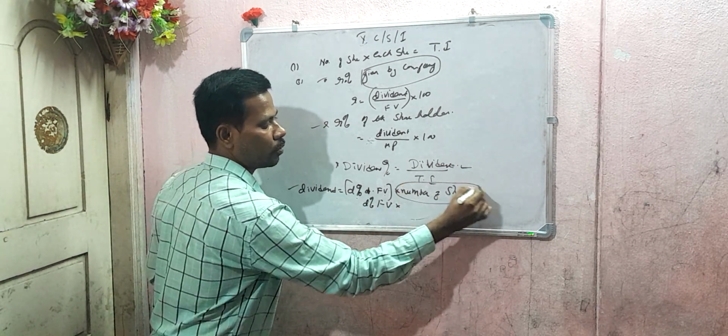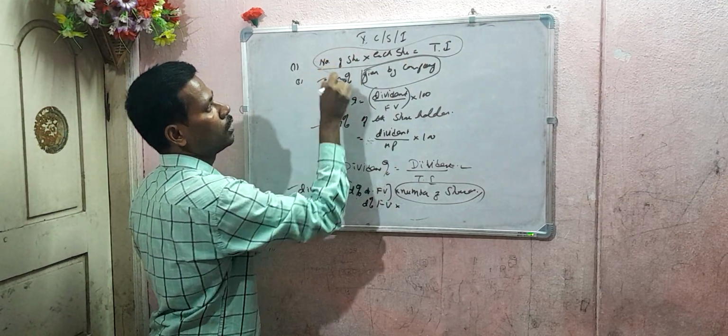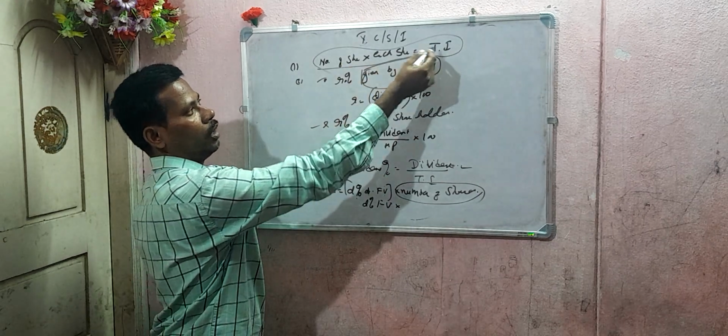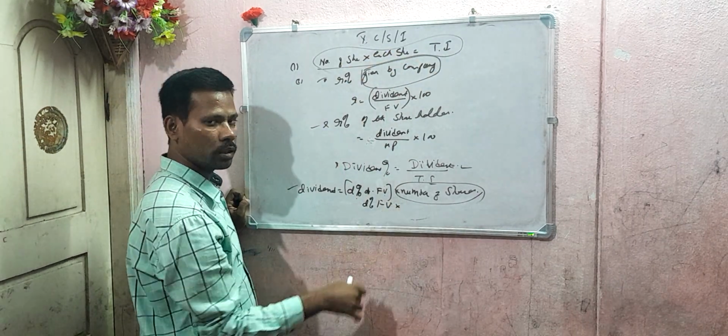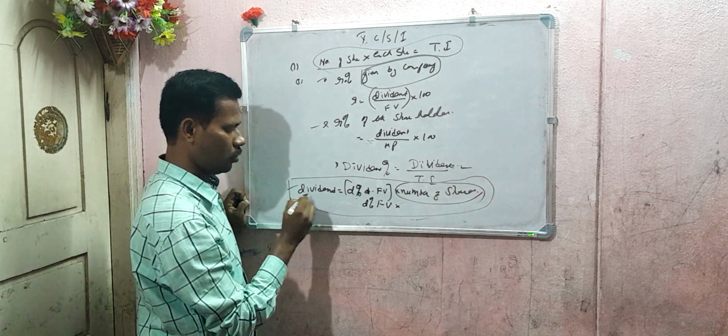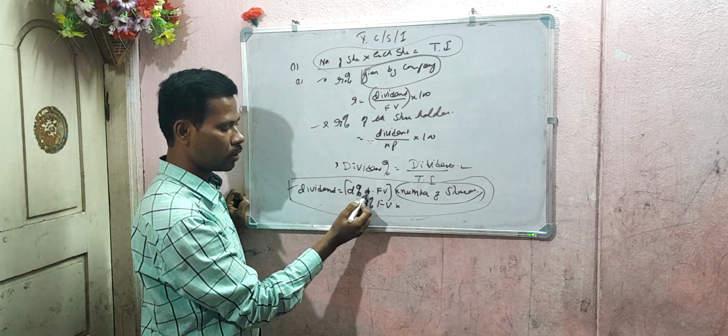How many shares you are purchasing? Number of shares means again this basic number of shares. How will you get total investment by each share, like that? This is very very important. Each and every problem will be using this one, but you need to understand dividend percentage of face value.